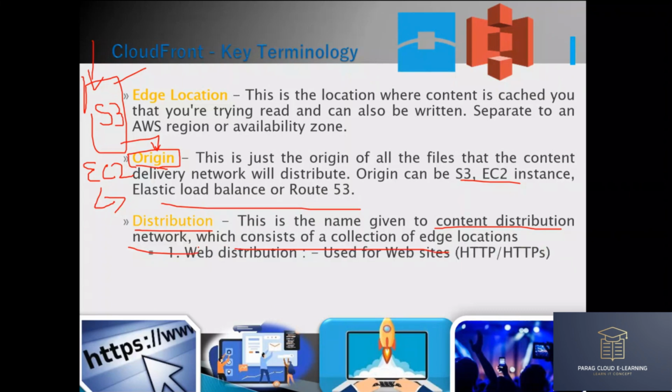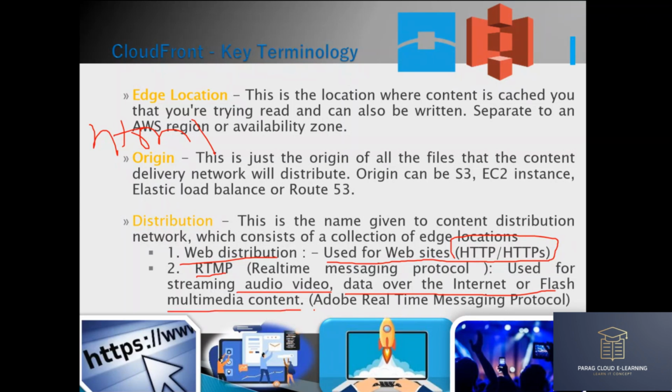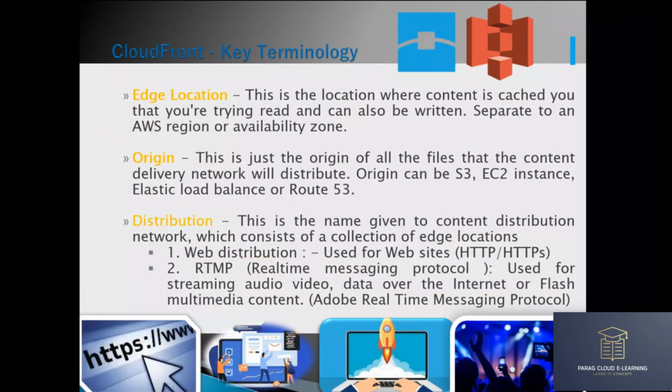It is broadly divided into two categories: web distribution and RTMP. Web distribution contains only the website contents, HTTP and HTTPS, meaning the web pages, HTML pages. And RTMP, Real-Time Messaging Protocol, is used for streaming video, audio, and data over the internet, or Flash multimedia content. Basically audio, video, Flash player, or any other media content. If you want to distribute these, you can use this option.